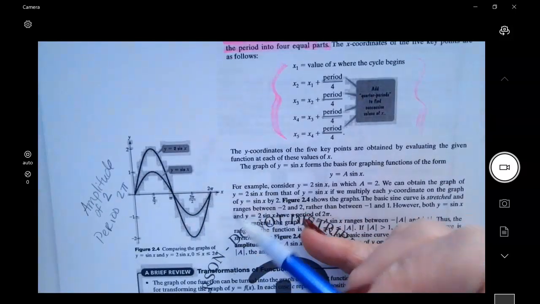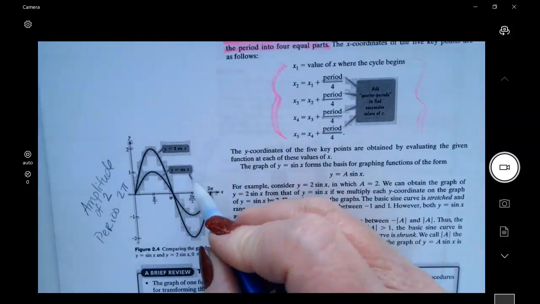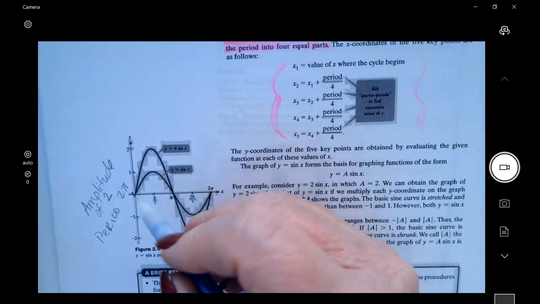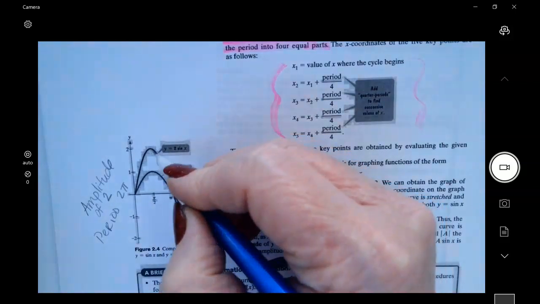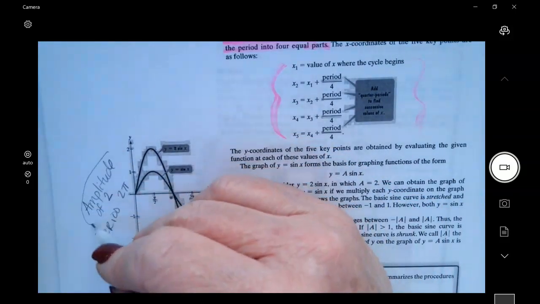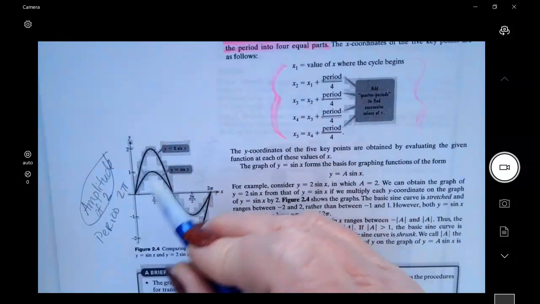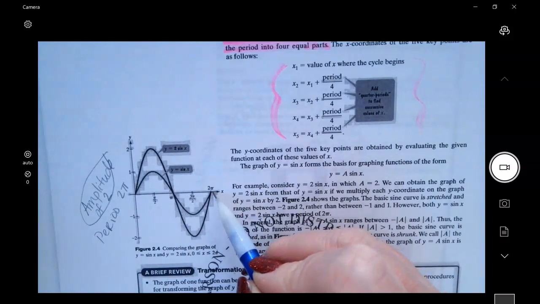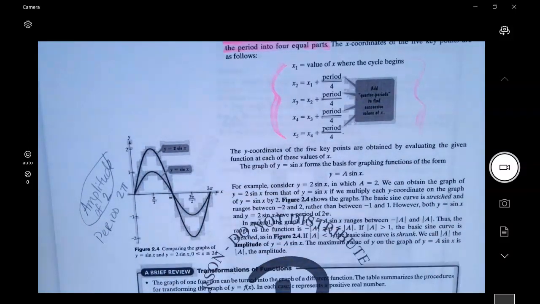Okay, so let's look here. We have the graph here of y equals sine x, and then we have the graph of y equals 2 sine x, and we made it taller. That one has an amplitude of 2, so it's taller. It still has a period of 2 pi. It completely does all of its cycle from 0 to 2 pi.